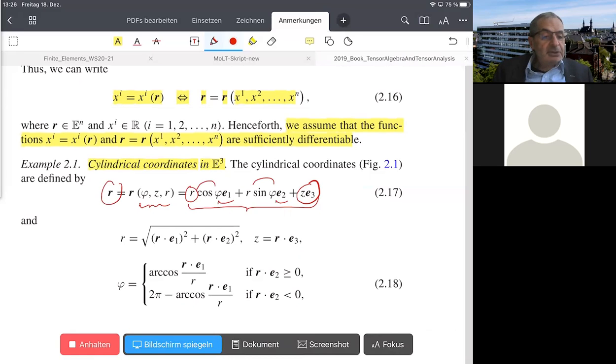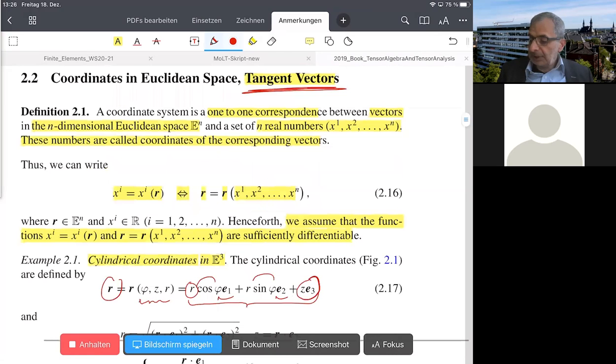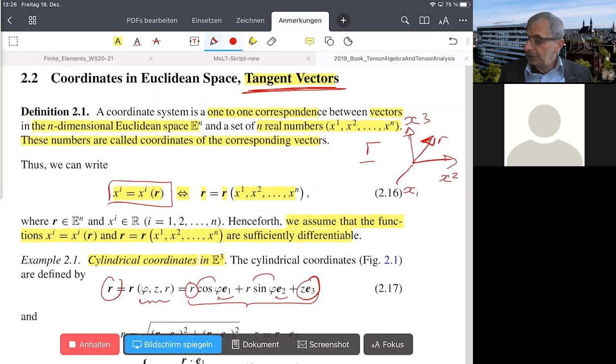There is a question: could you please explain again the x as a function of r? Right, here simply, if I have this vector R, just imagine I have three-dimensional space, and we have x1, x2, and x3. And you get this vector R. You can always find the coordinates of this vector R, three values. For example, x1, Cartesian coordinates.